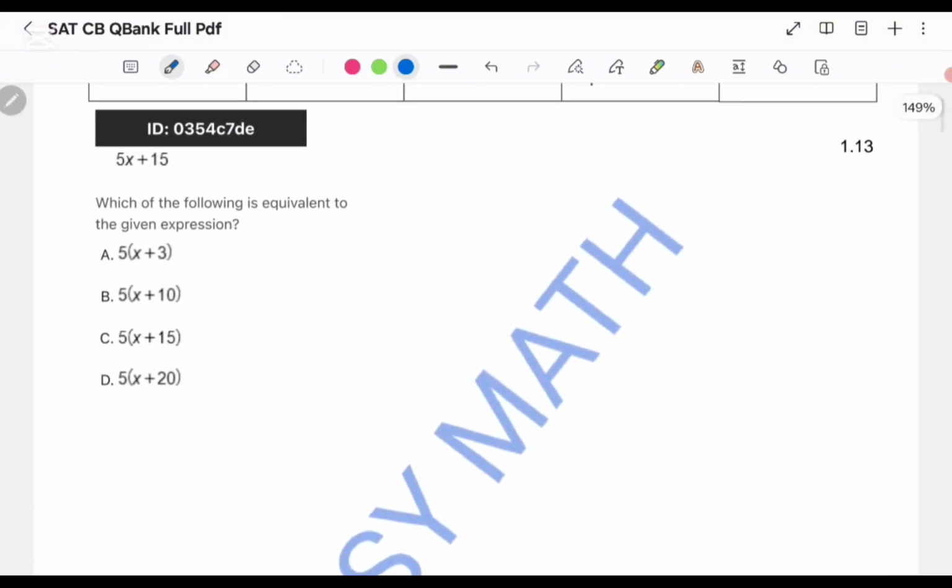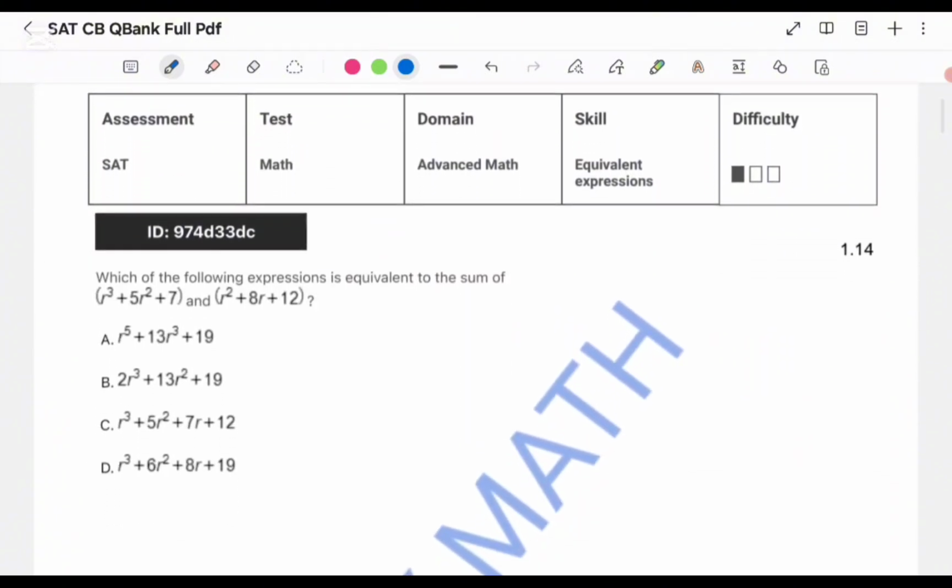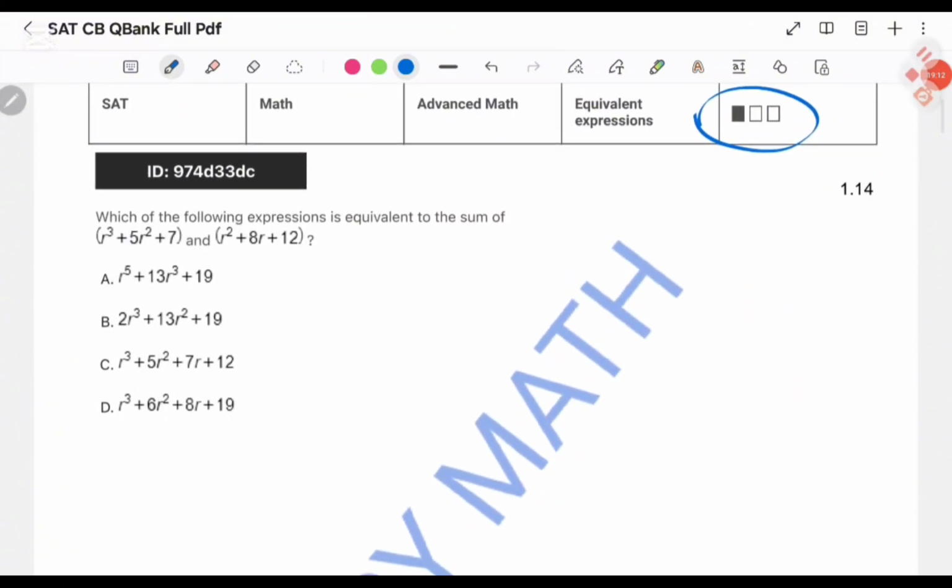Which of the following is again equivalent to this? Now this is directly going to be A, because if you expand 5 times x plus 3, you get 5x plus 15: you're multiplying 5 by the x and 5 by the 3, so this is directly going to be A. Again, you don't want to waste time on such questions. It's the easy difficulty, so it shouldn't take a lot of time at all.